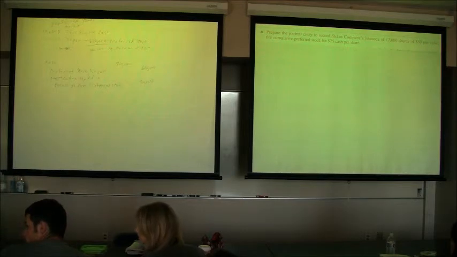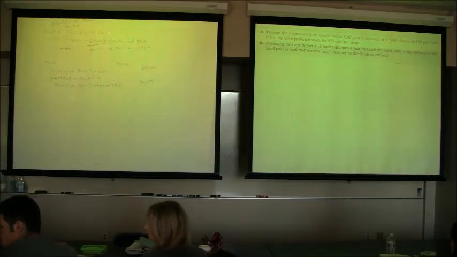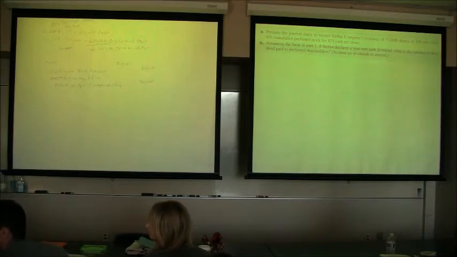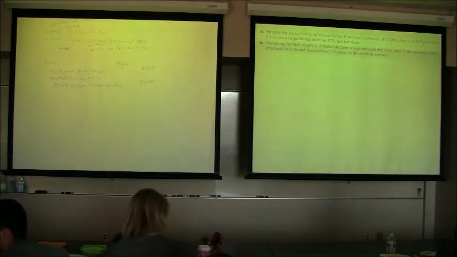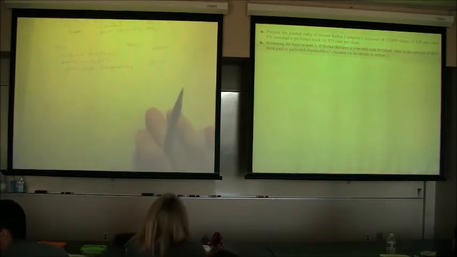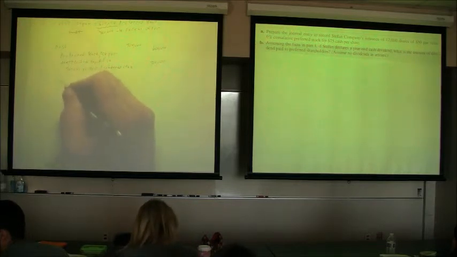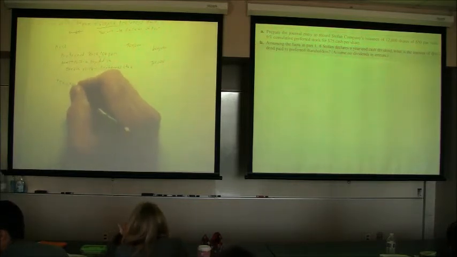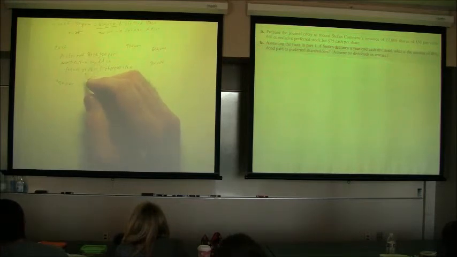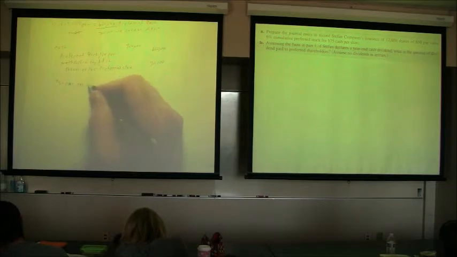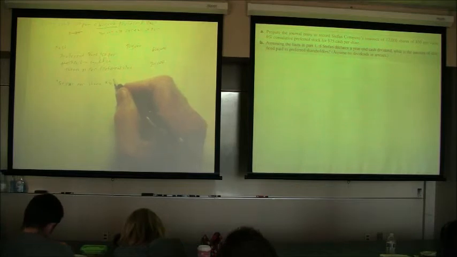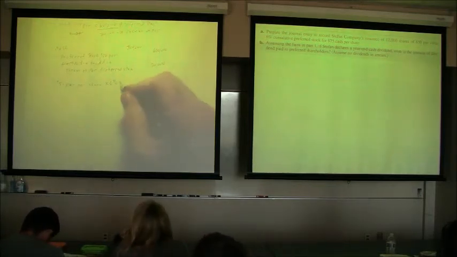Now, assuming the facts in part one, with a year-end dividend, what is the amount of dividend paid to shareholders? Well, in this case, let's go back and take a look at it. What they have here is a 6% stock, right? So in this case, it'll be $50 par per share, times 6%, times 12,000 shares.